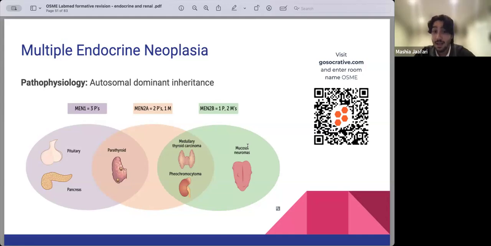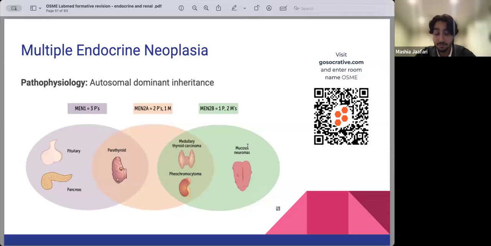MEN2 has two Ps and one M. So it shares one of the Ps with MEN1, which is the parathyroid adenoma. It also causes pheochromocytoma and medullary thyroid carcinoma. So remember, the type that is related to the parafollicular C cells. And MEN2B has one P and two Ms. The one P is pheochromocytoma, which it shares with MEN2A. It also shares medullary thyroid carcinoma, and then it also causes these mucosal neuromas, which are basically these bumps on your tongue.